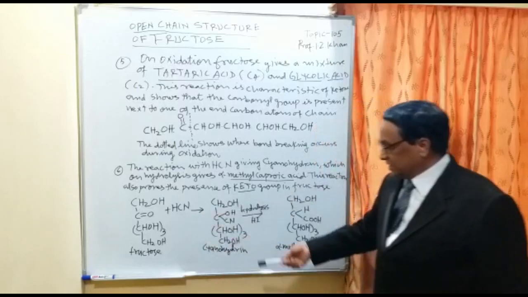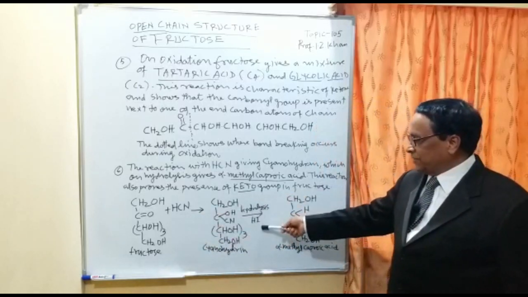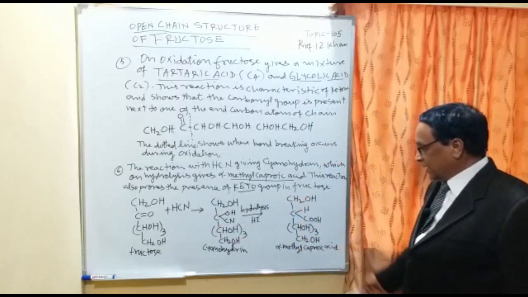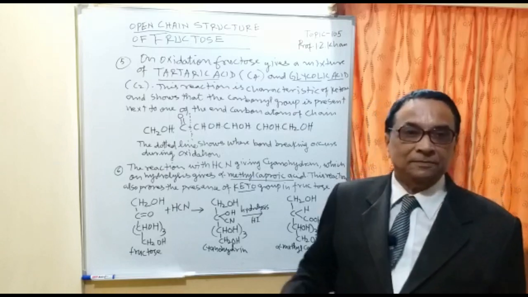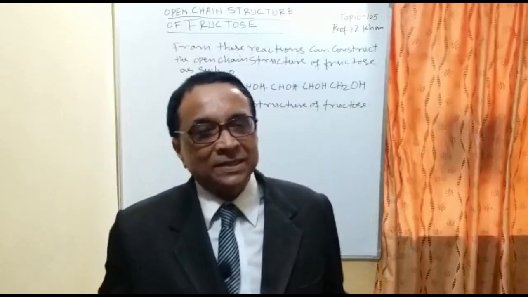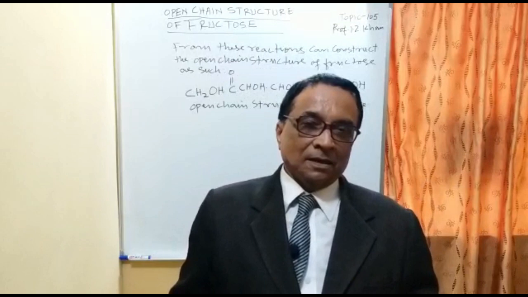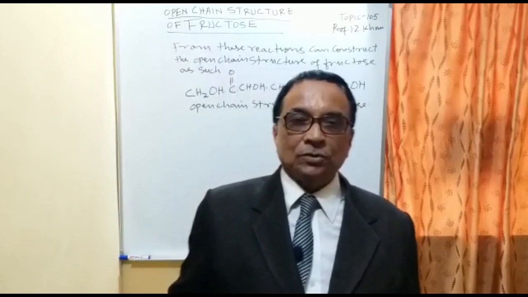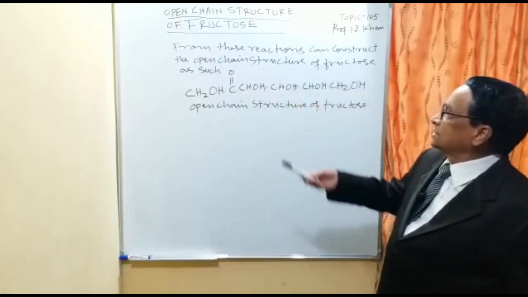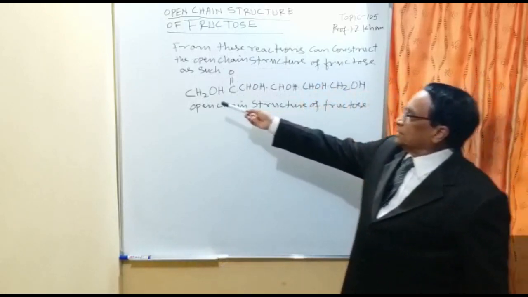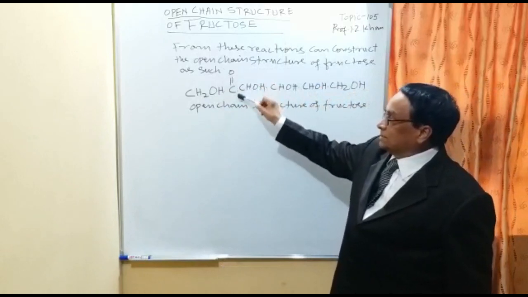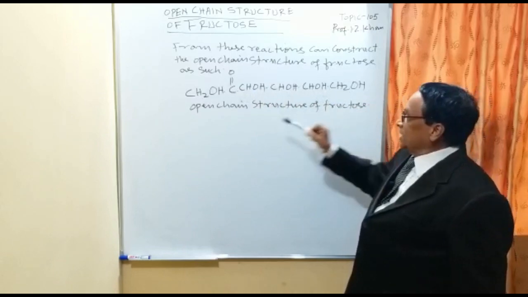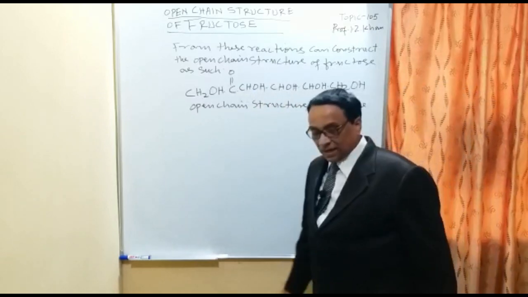The reaction is given here. Fructose plus HCN will give you cyanohydrin. When it is treated with hydroiodic acid, during hydrolysis it will give alpha methyl caproic acid. So on the basis of all these reactions, we can construct the structure of fructose as such. Here I have given you CH2OH, CO, which means the keto group, CHOH, CHOH, CHOH, CH2OH. This is your open chain structure of fructose.